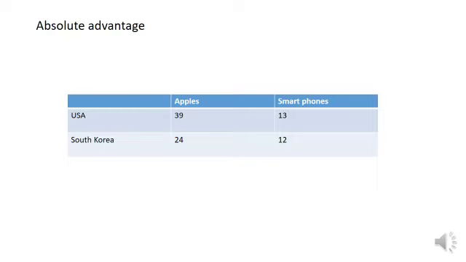What you have to remember is the USA is not going to produce both. Why? Because resources are scarce. So they're going to have to pick one of these products to produce.